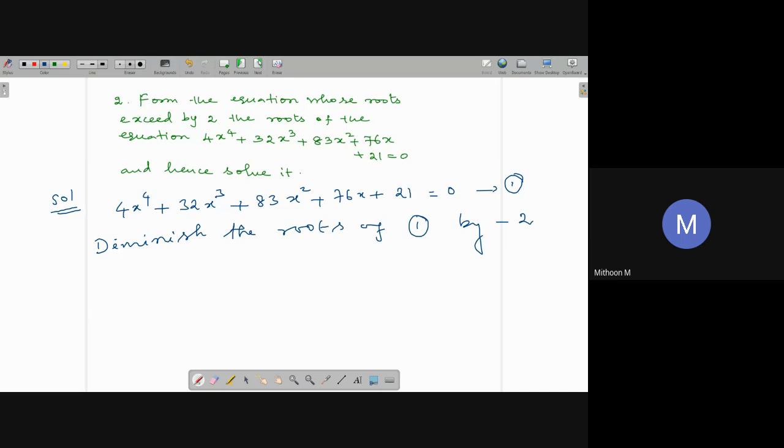Sir, but diminishing means subtracting only, sir. Yeah, I heard minus 2. Yes, sir. That means what? I subtracted minus 2, which means I added 2. In the last step, I am adding minus 2. So that means finally you have what? Minus 2, sir. Okay, got it?